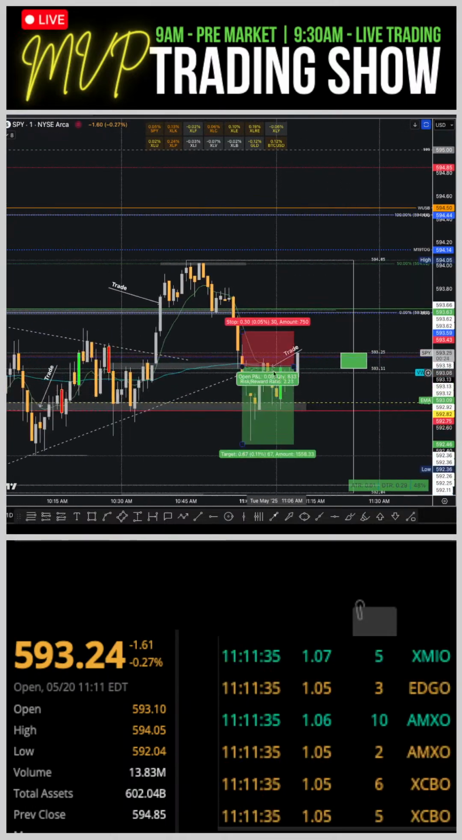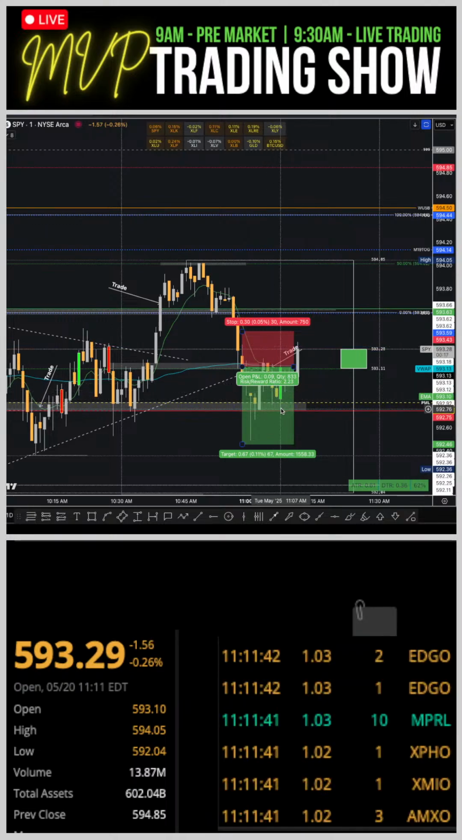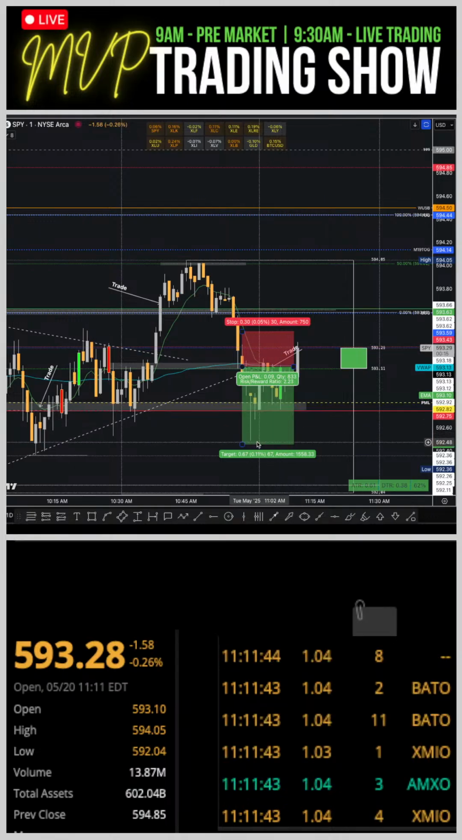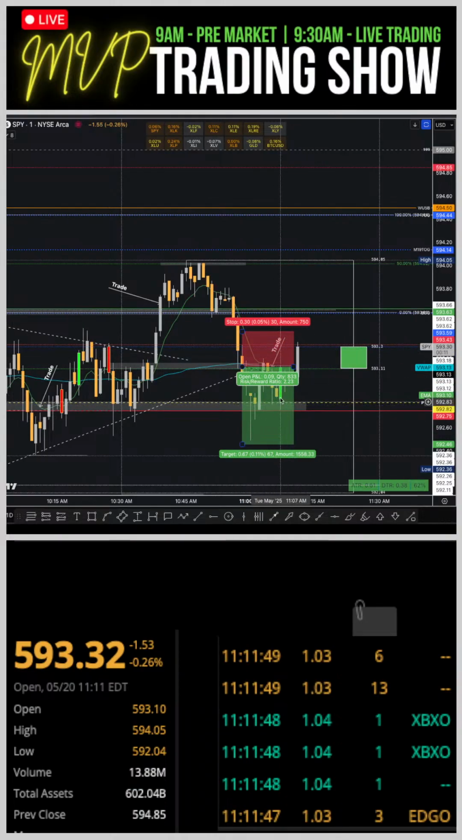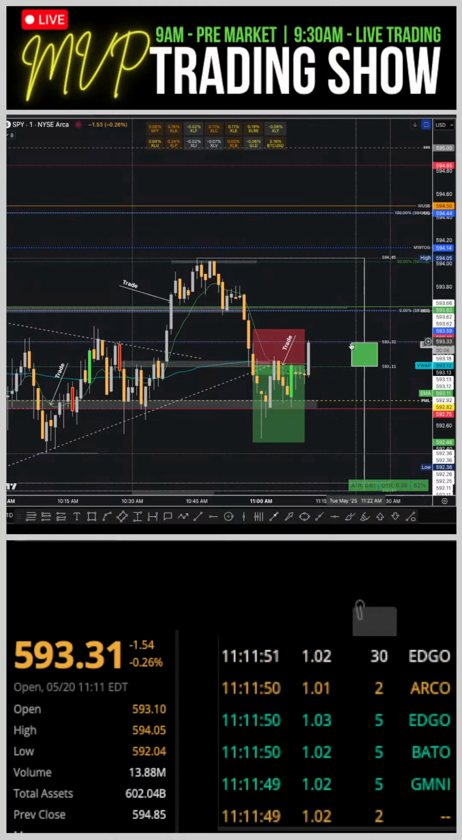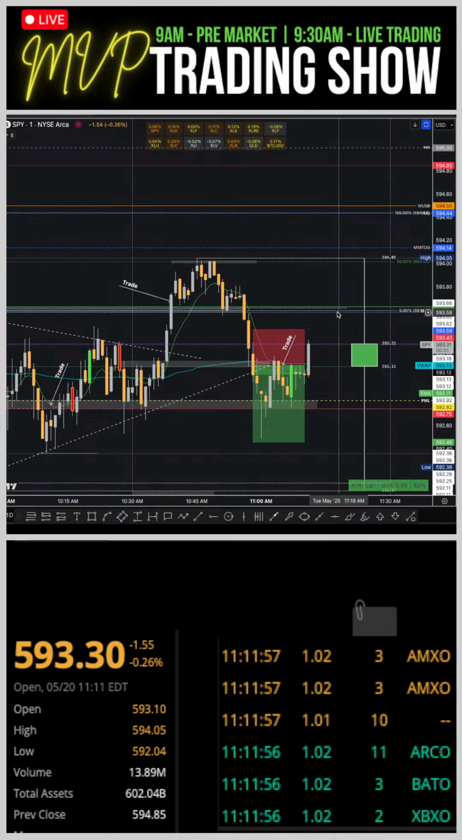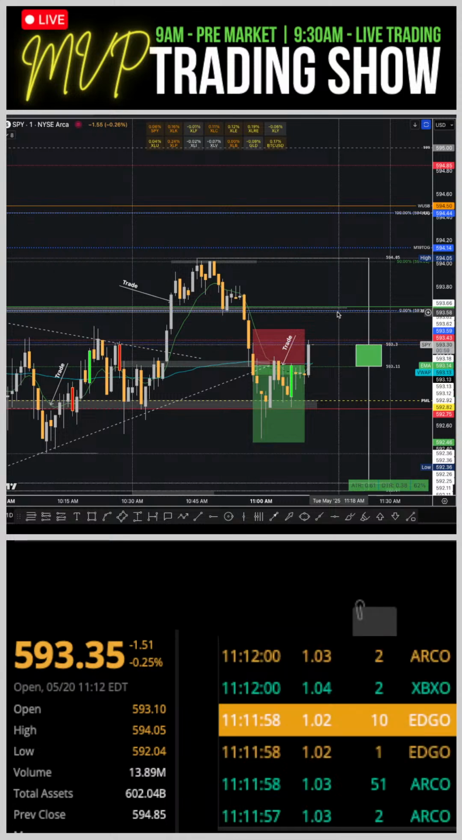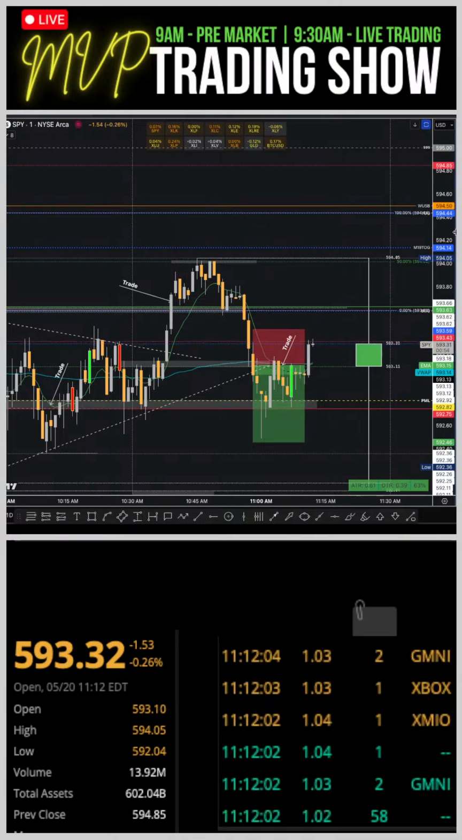Okay, so same scenario here. My entries here, I already extracted double digits, 10%. So why would I give up 10% in pursuit of this breakdown all the way down there? Just lock in that 10%, and then from there, use that runner. If that runner doesn't work well, then you just cut it. Okay, that's the approach. Now we're back above that VWAP 1, VWAP 2, and we're back to the upside.